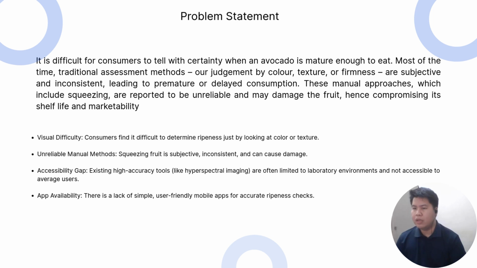For the problem statement, it is difficult for consumers to tell with certainty when an avocado is mature enough to eat. So one of the problems is visual difficulty. Consumers find it difficult to determine ripeness just by color and texture. Another is unreliable manual methods, such as squeezing the fruit, because if the fruit is ripe, it's going to be a bit squishy. If it's not ripe yet, it's firm. So it can really cause damage to the fruit.